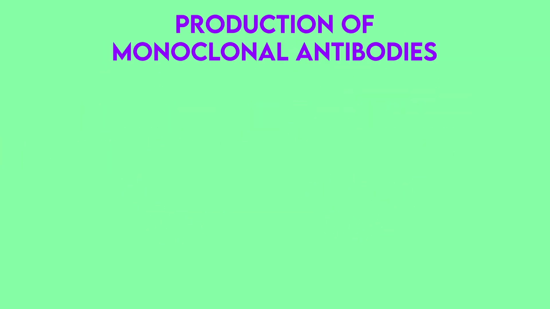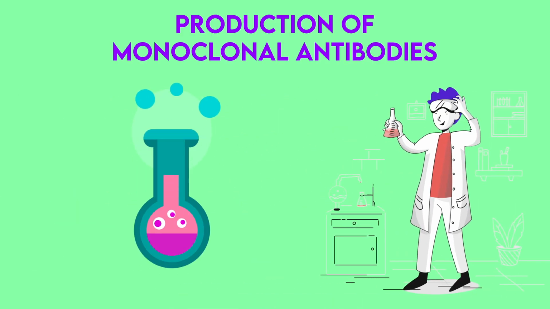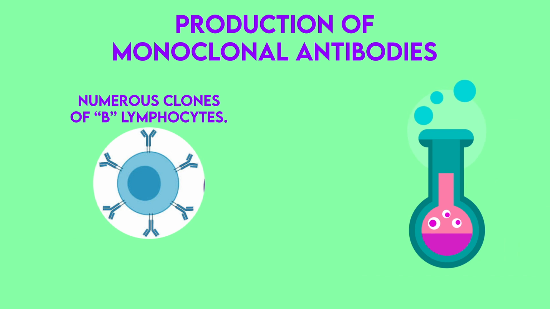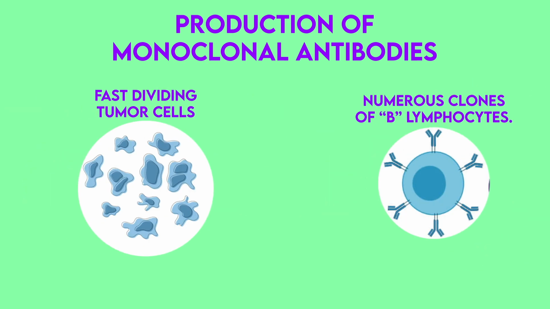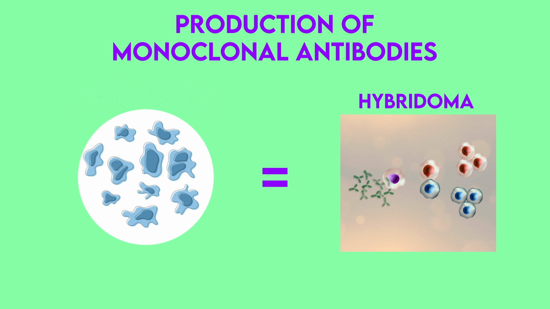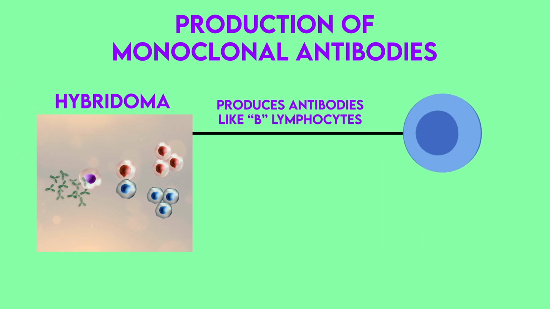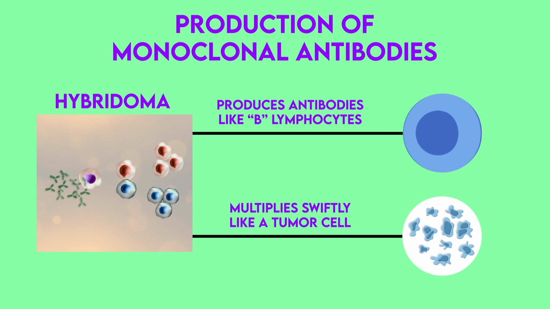Now, let's delve into the production of monoclonal antibodies in a lab setting. To produce them on a large scale, we need numerous clones of B lymphocytes. Since these cells don't divide rapidly, we pair them with fast dividing tumor cells. The fusion of B cells and tumor cells results in something known as a hybridoma, which not only produces antibodies like B lymphocytes, but also multiplies swiftly like a tumor cell.